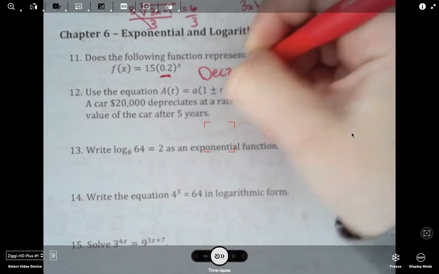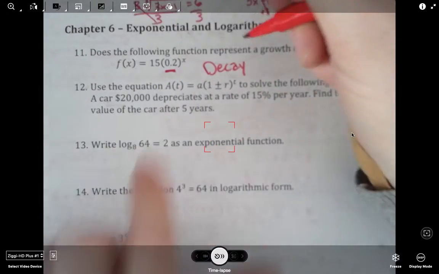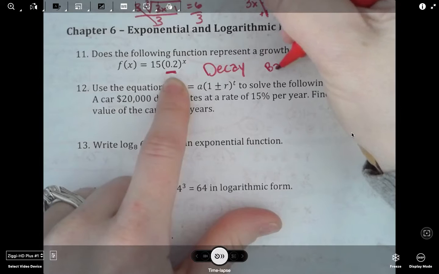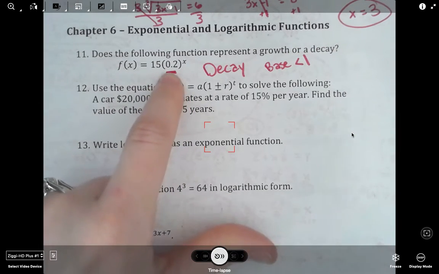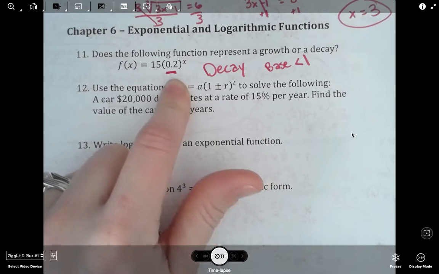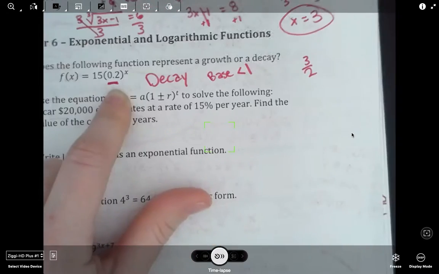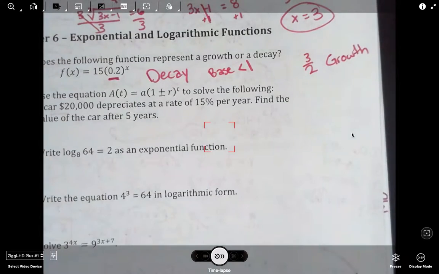She's right. I just have to give you a hard time. It is a decay function. I'll just say the base is less than 1. If it is a number that's greater than 1, it is a growth. It's not that it's a fraction, though. Because 3 over 2 is a fraction, and that would actually be a growth, because 3 over 2 is 1.5.